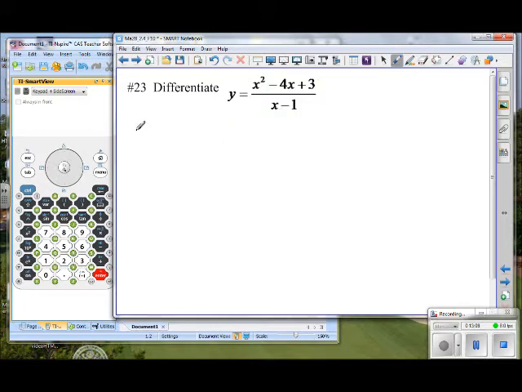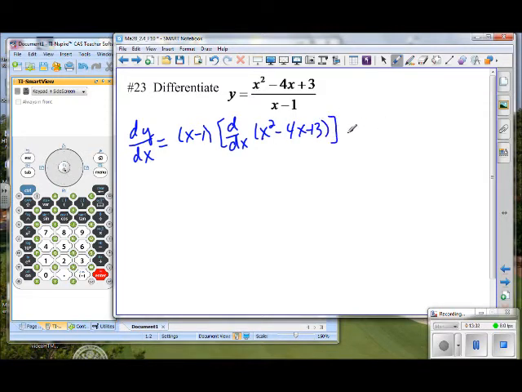Okay, well, let's try this and see. We're going to take the derivative of y with respect to the input variable x. We're going to start with our denominator, x minus 1, and we're going to multiply by the derivative of our numerator, minus, because we are dividing, our numerator times the derivative with respect to x of our denominator.